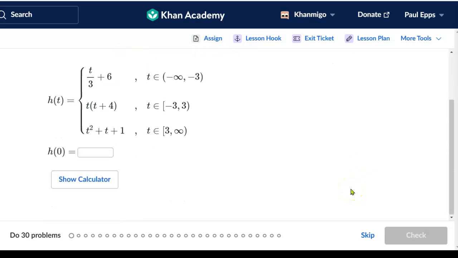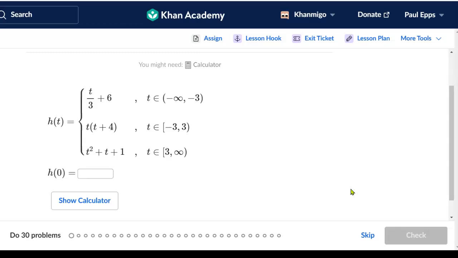Let's see. Okay, h(t) equals. All right. Give me a minute to look at this. Okay, so it depends on what the input is. And the input in this case is 0, so we're looking at the middle equation there, where t is between -3 and 3. So we got t plus 4, 0 equals 0 times 0 plus 4 is 0.